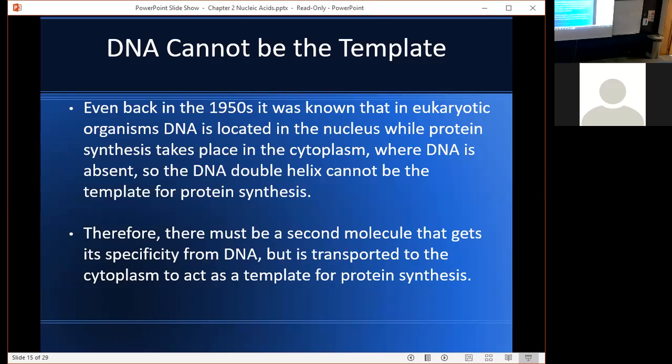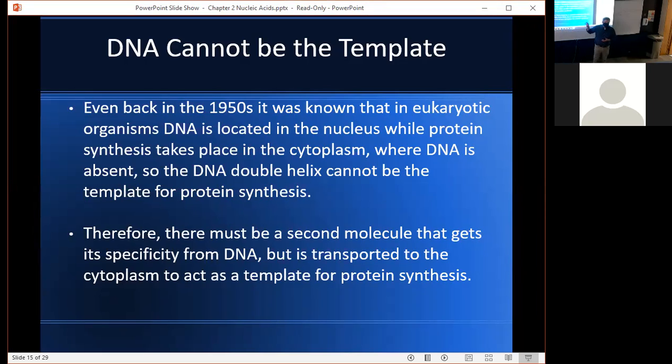Okay, so now we've solved these. At this point in history, we know that DNA is the molecule that carries genetic information. We know the structure of the DNA molecule, and we know how it replicates itself, by semi-conservative replication. However, even back at this point in time, there's a problem.